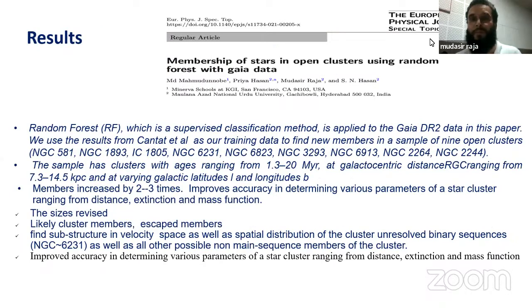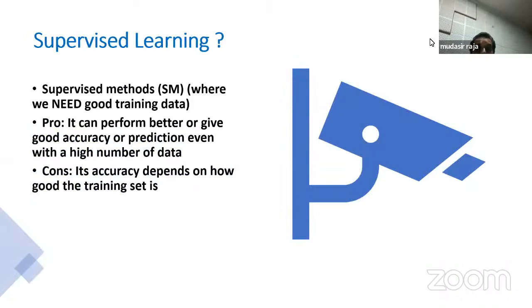These are the results from random forest, a supervised technique. The membership has increased almost 2 times, and the sizes are revised. Along with cluster members, we have even discovered escapees or outliers. In supervised machine learning, one thing is very important, that is the training data set. If your training data set is bad, you will get bad results. If your training data set is good, you will get good results.